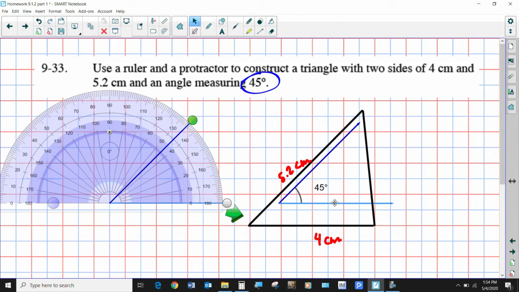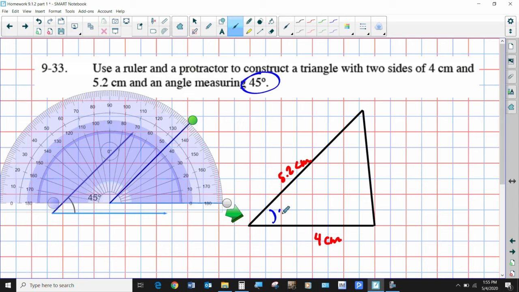Now I can form that angle, and now I can use this to construct it. Does that look like it's 45 degrees? Yes, it is 45 degrees. So your triangle should look something like this. It might be rotated or inverted, but for the most part, one angle that's 45 degrees right here, one side that's 4 centimeters, one side that's 5.2 centimeters.